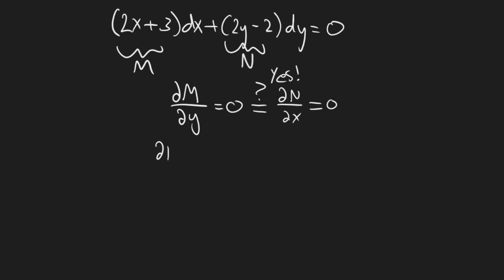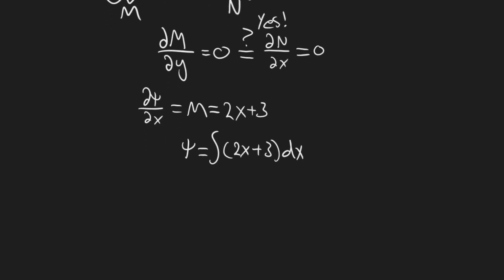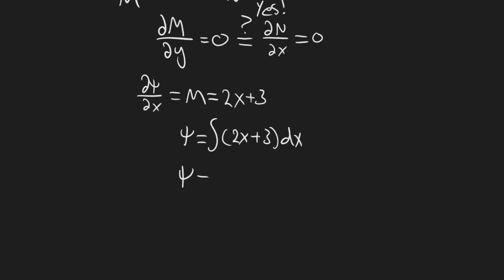So remember that partial psi partial x equals m, which equals 2x plus 3, which means move this differential to this side of the equation and then integrate both sides. And you have psi equals the integral of 2x plus 3 dx. Okay, so then this is not a half bad integral at all. 2x squared over 2 is just going to give us x squared, and then plus 3x plus c of y, some random function of y, if there is one.